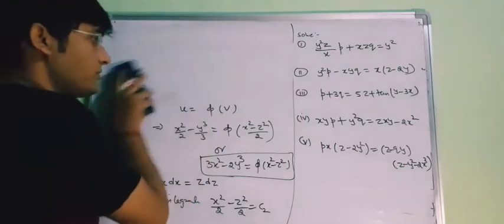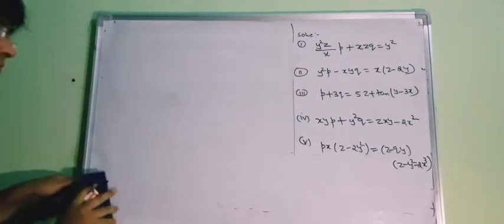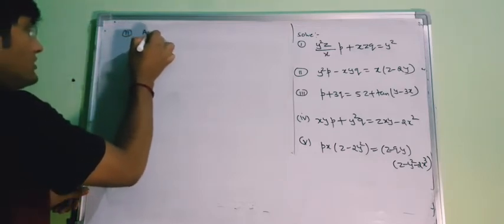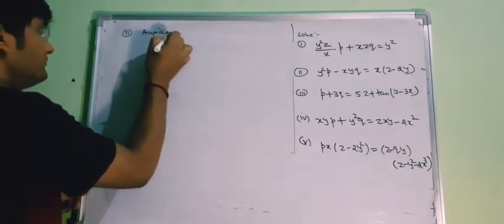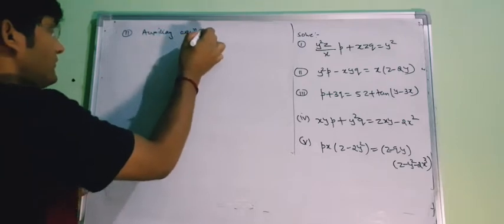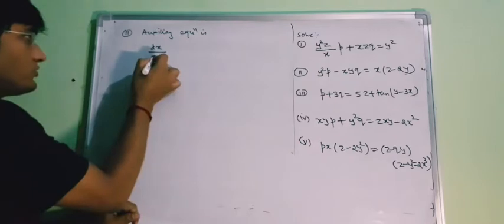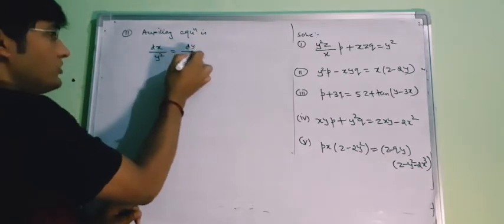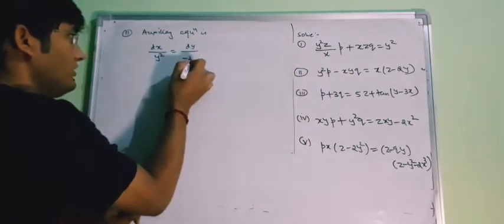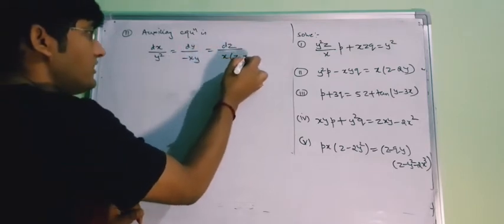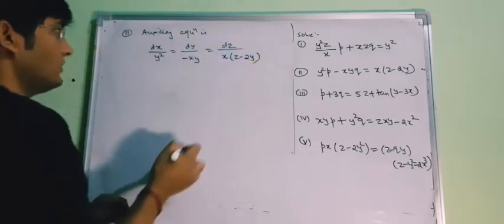Now let us solve problem number 2. Auxiliary equation is dx upon p. Here you consider your p is y square. Then dy upon q is minus xy. And dz upon r, your r is xz minus 2y.